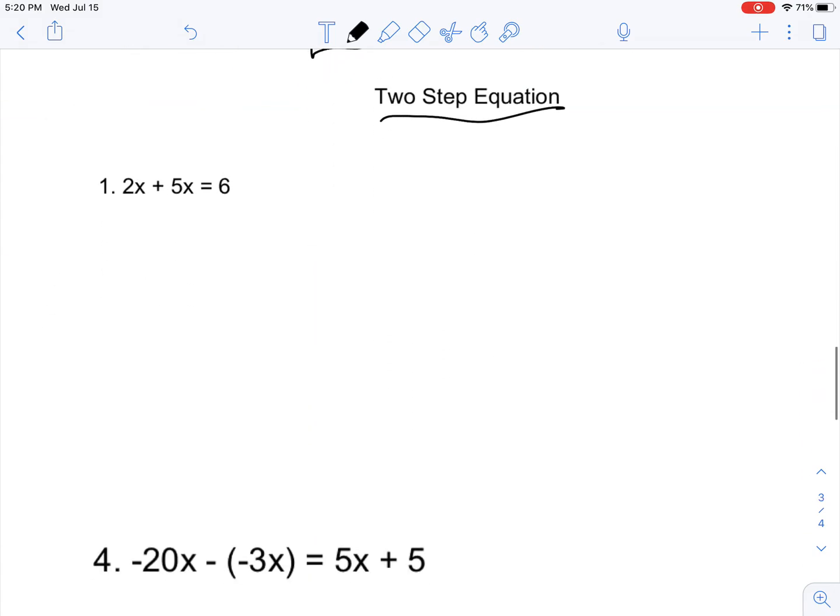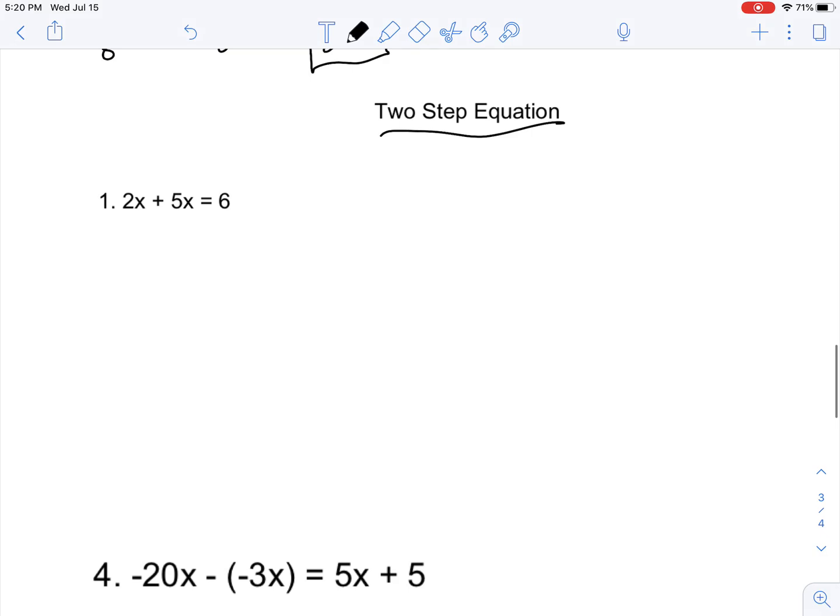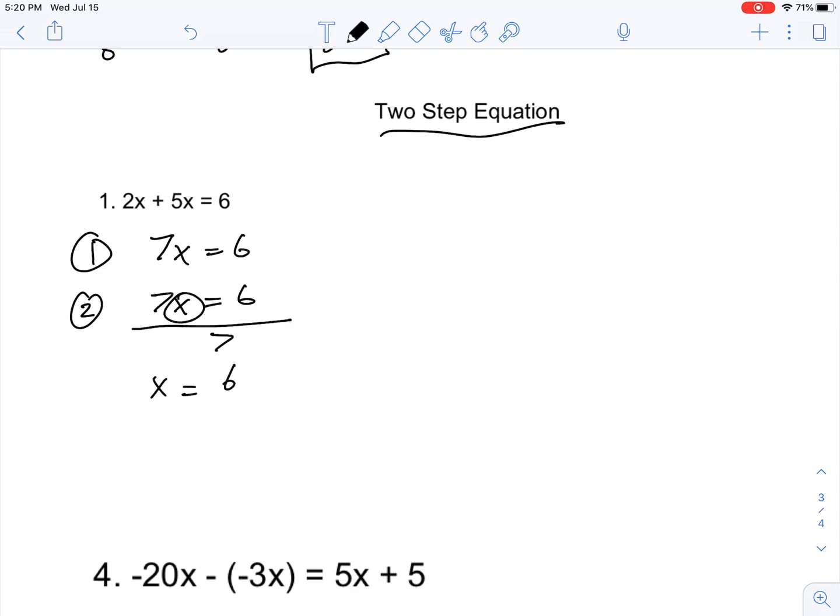Moving on. Two-step equations. Now, your first step, 2x plus 5x is 7x equals 6. Your second step is divide by 7 so we can make x alone. So the answer would be x is equal to 6 over 7.